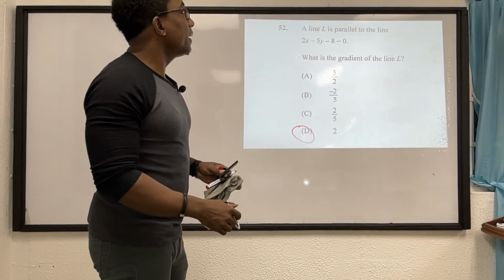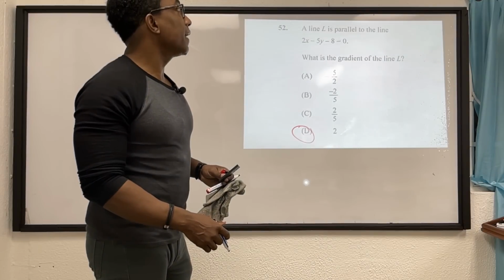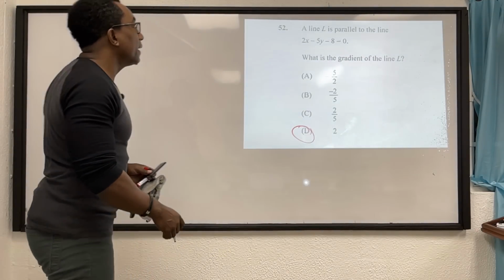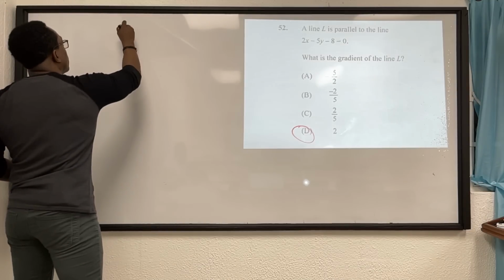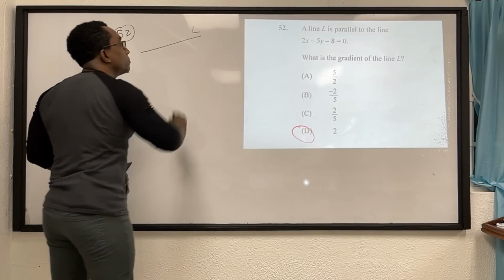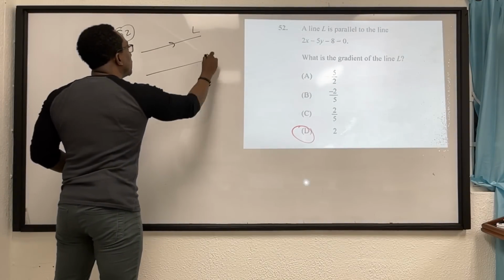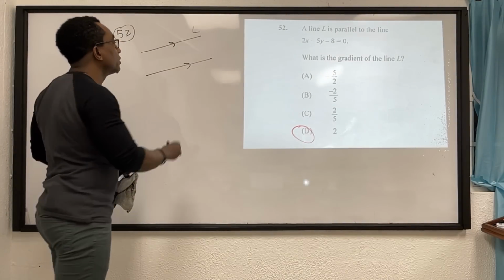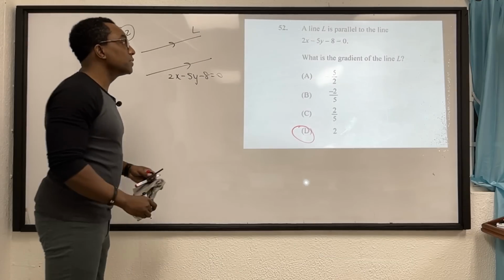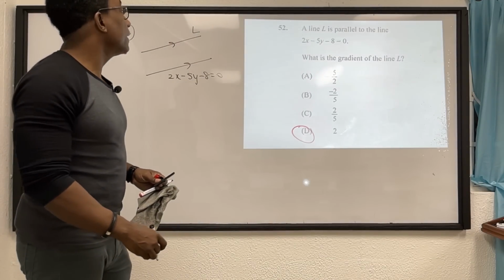A line L is parallel to the line 2x minus 5y minus 8 equal to 0. What is the gradient of the line L? So for question 52, we have this line L, and it is parallel to another line whose equation is 2x minus 5y minus 8 is equal to 0. So we want to determine what is the gradient of the line L.